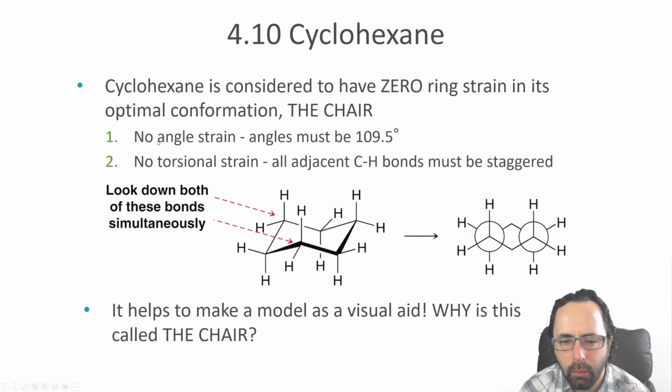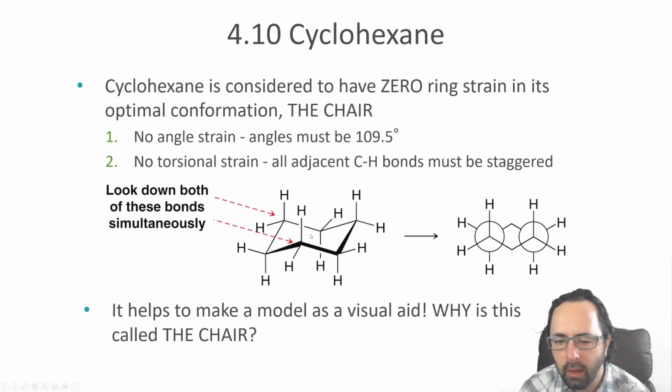In this ring, the reason why this ring appears so often in nature is because it has no angle strain, meaning all the angles here for these carbons have tetrahedral geometries, and thus their bond angles are 109.5. And by adopting this so-called chair configuration, cyclohexanes can have 109.5 bond angles everywhere, resulting in no angle strain.